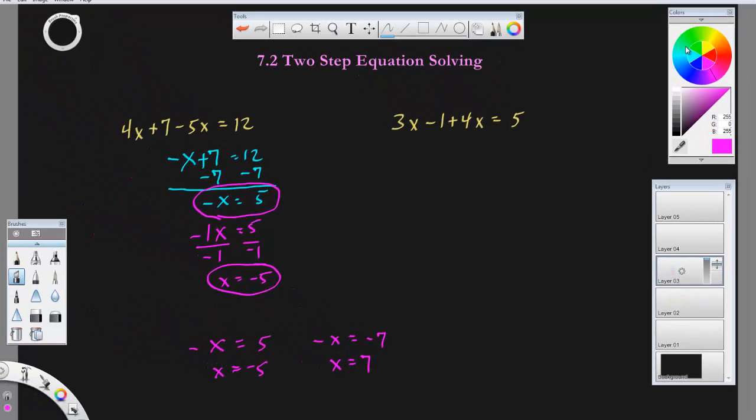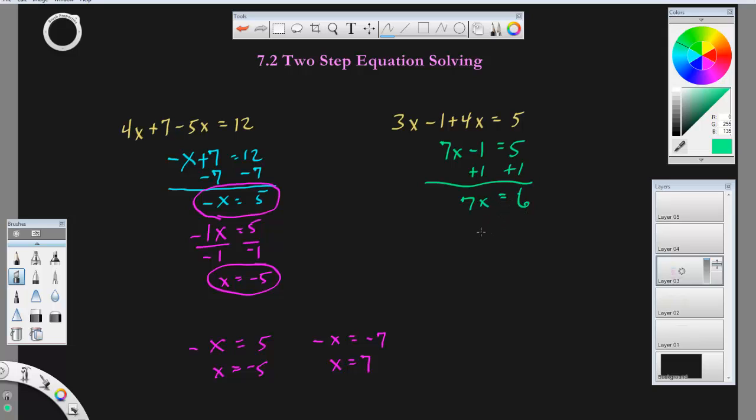On this one, change colors, getting boring. This 3x plus 4x, that's going to be 7x. So 7x minus 1 equals 5. Now where did the minus 1 come from? Right there. That's just brought straight down. Now we're at our two-step part that we've been practicing. If you want to pause it, try it. But we're going to add 1. Wavy line. Didn't intend for that to happen there, but 7x equals 6.